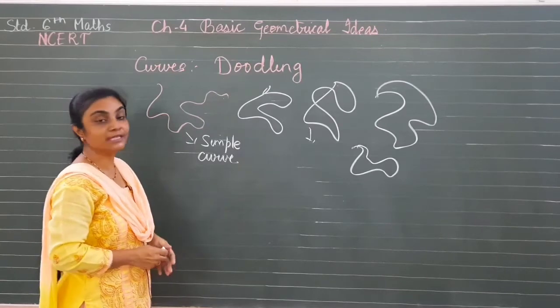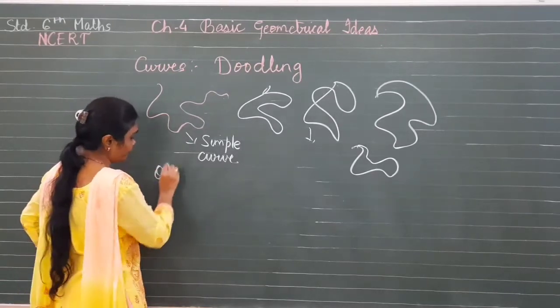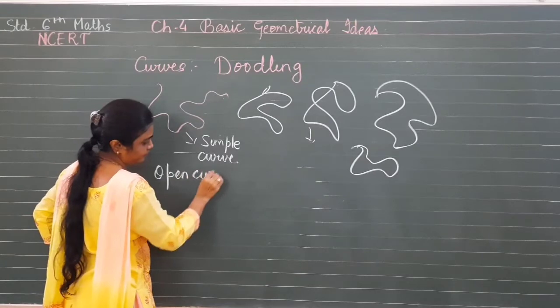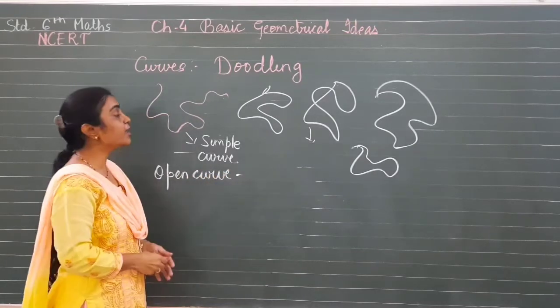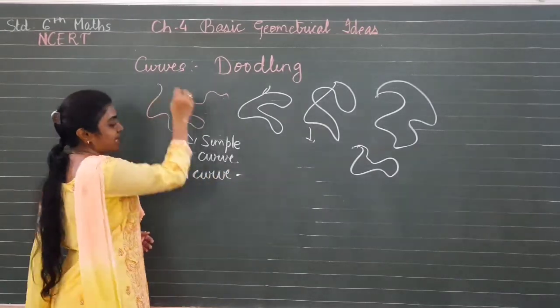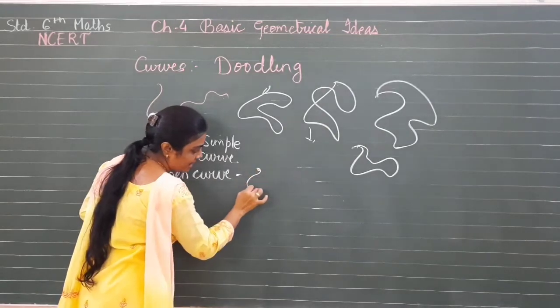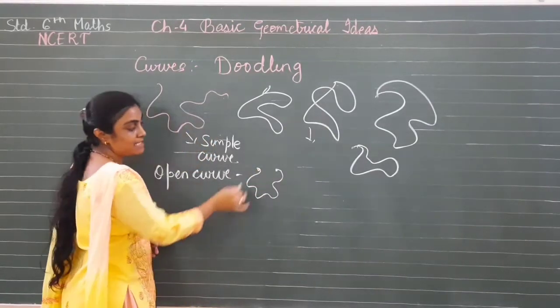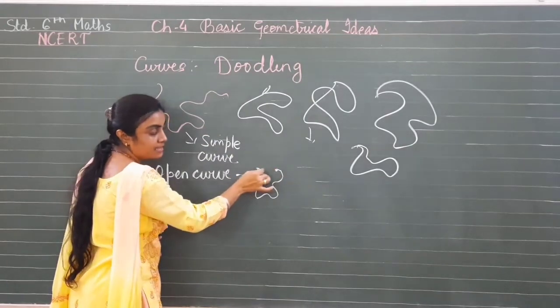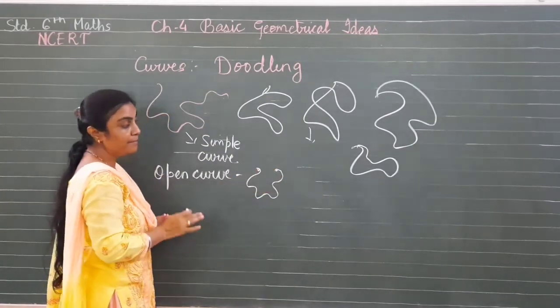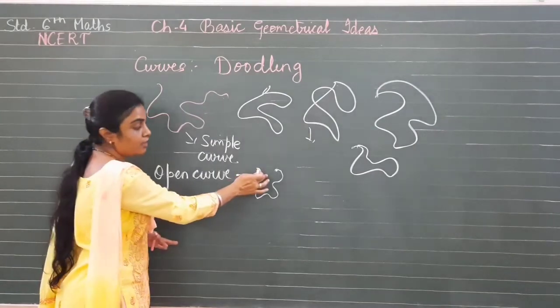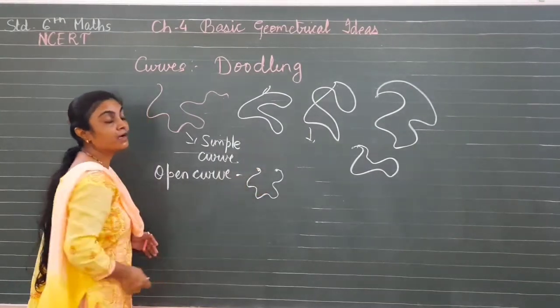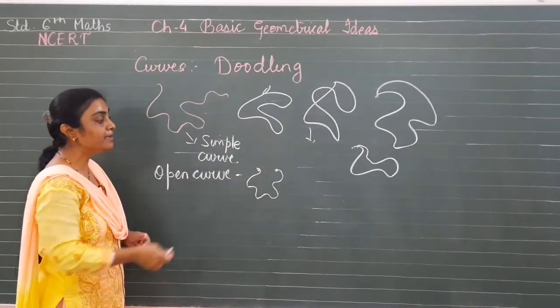Now let us move to the next one, open curve. Now what is the meaning of open curve? Now I have started a point from here, I am going like this way and I am ending over here. That means this point and this point, they both do not meet each other. It does not close. So this type of curve is called an open curve.